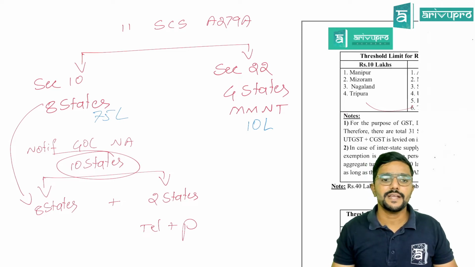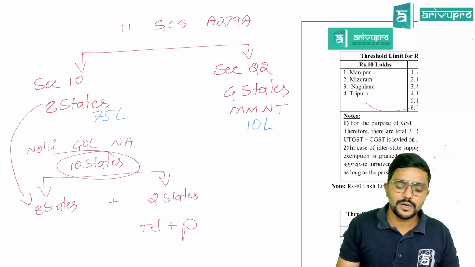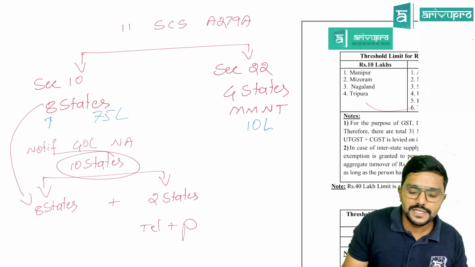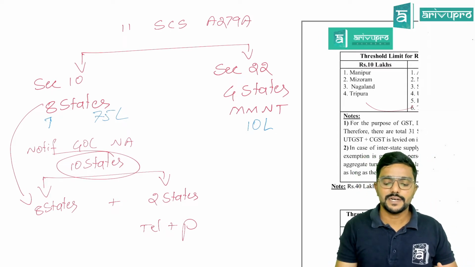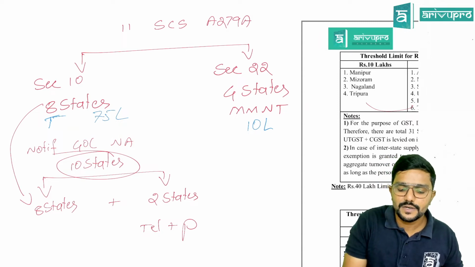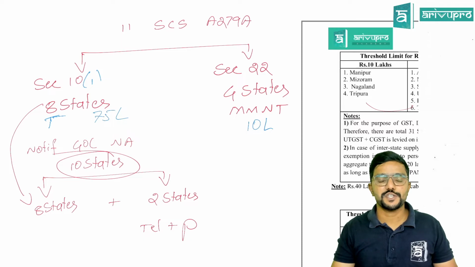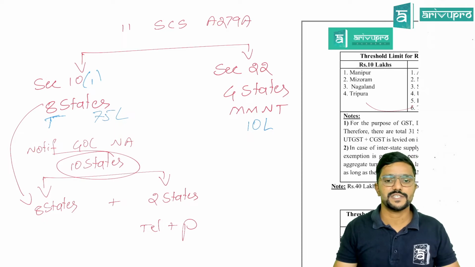Now for Section 10, they have taken only 8 states as special category states, for which the turnover limit applicable is 75 lakh. For all other states, it is 1.5 crore. Agree? Yes, sir. This is under Section 10.1 actually. Next, coming to the registration chapter, Section 22 tells there are only 4 special category states for registration purposes, for which a 10 lakh limit is applicable. Which are those? MMNT, which are northeastern states.